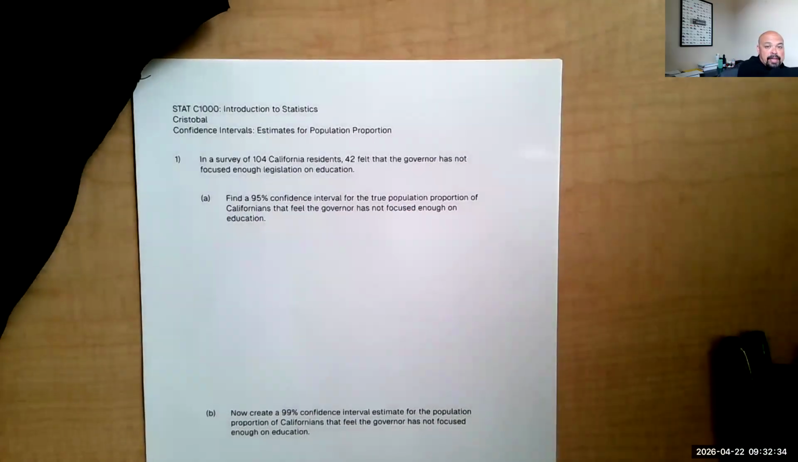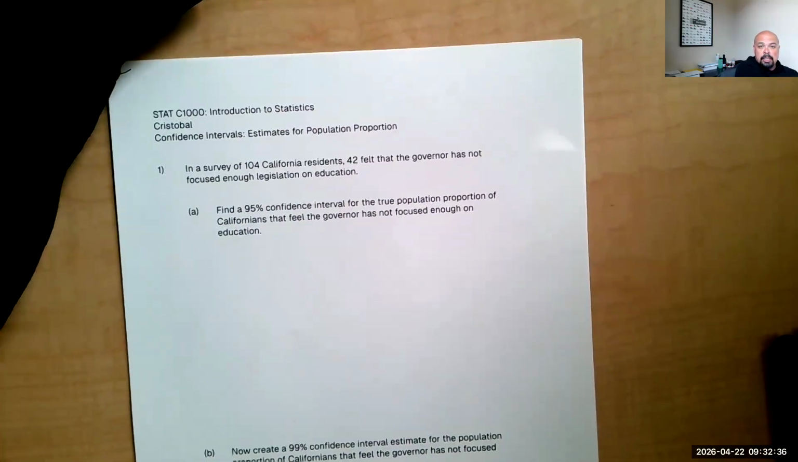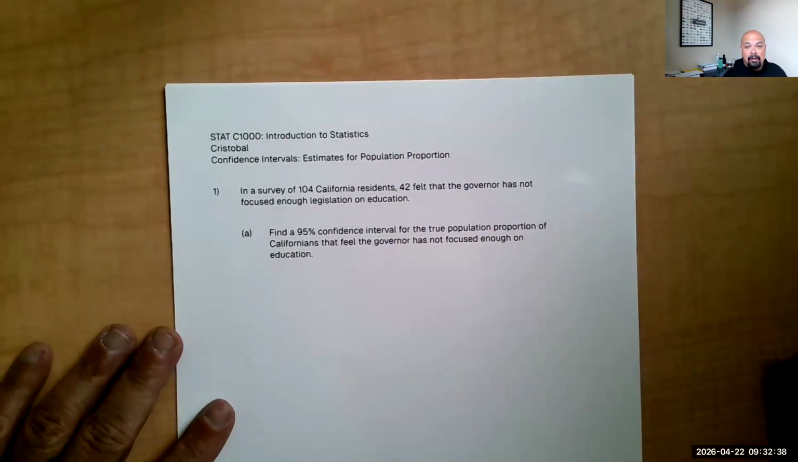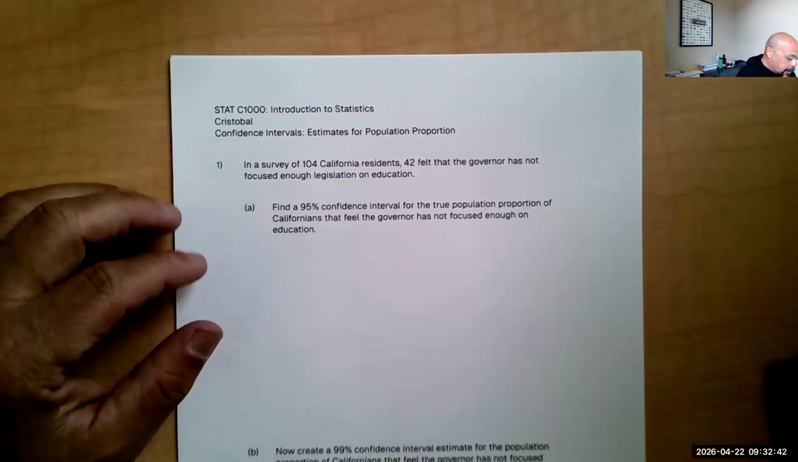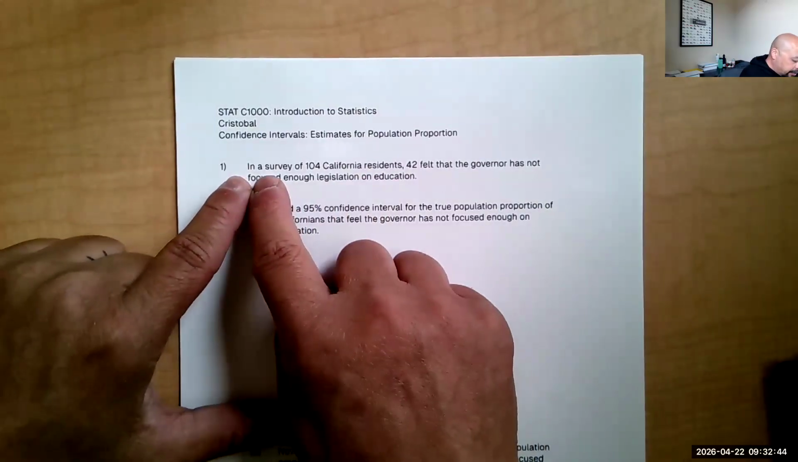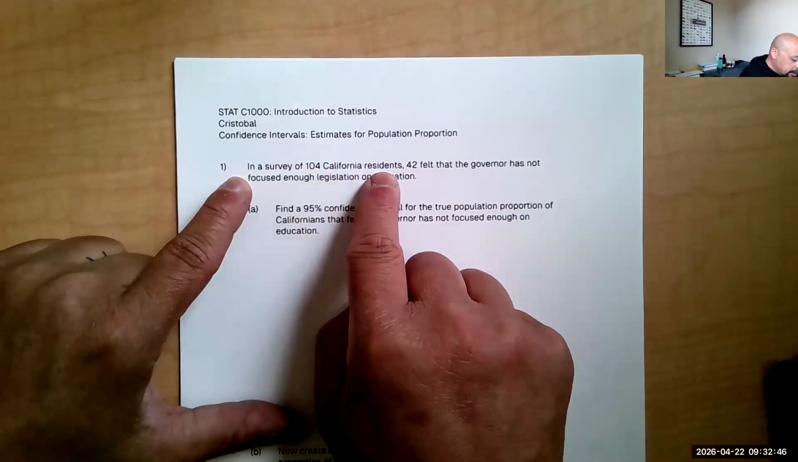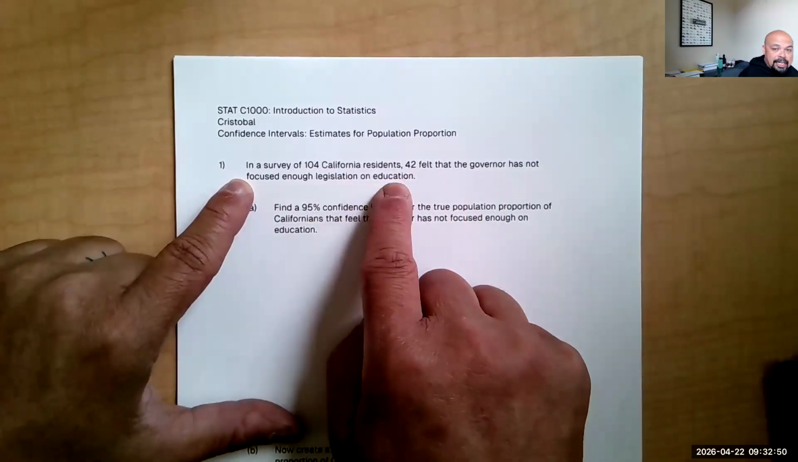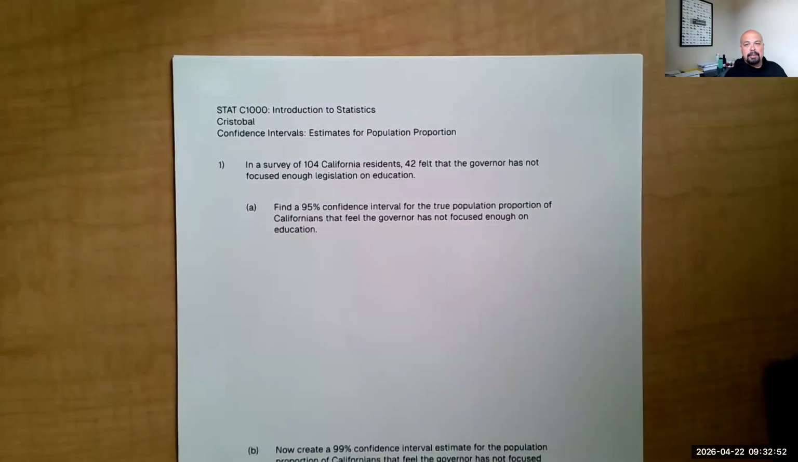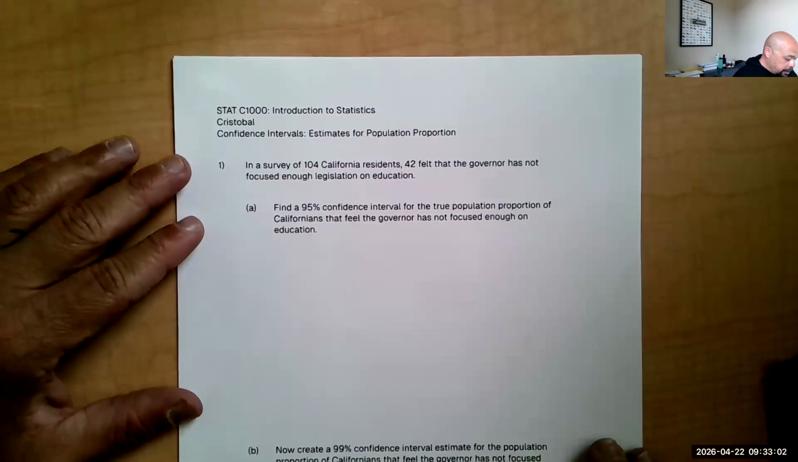We're going to start off with this survey of data. Let me get this a little bit closer, and then I'll also bring up StatCrunch in a moment for us to view. In the problem, in a survey of 104 California residents, 42 felt that the governor has not focused enough legislation on education. A lot of times we'll see these kinds of estimates used in politics, in voting, how people are choosing to vote, whether they agree or disagree with some action.